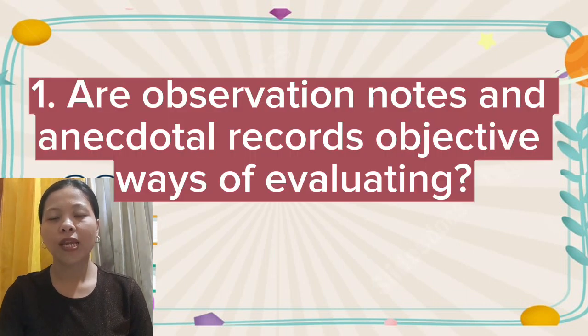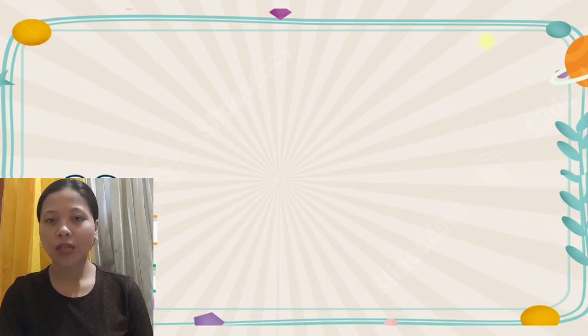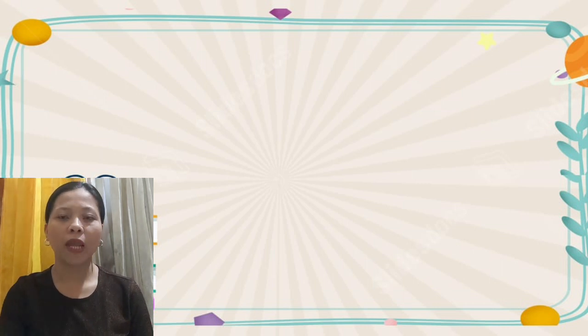Are observation notes and anecdotal records objective ways of evaluating? I think it's a yes, because in this case, the teacher is evaluating based on the performance of the learners and not just from their own perspectives. They assess and evaluate students' development. With that, they are able to know each student's unique interest, personality, learning style, and needs. The teacher makes valid judgments and evaluations from the behavior the students are able to display.